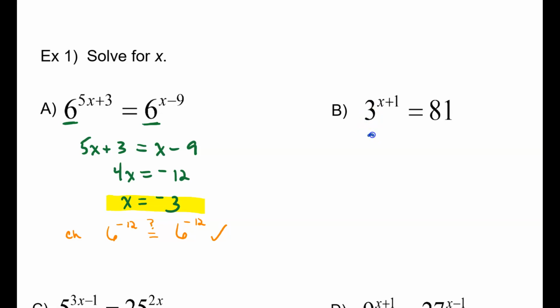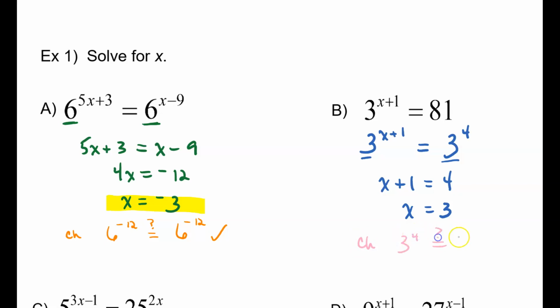So I'm just going to re-express it. On my left, I'll still have 3 to the x plus 1, but on the right, 81 can be re-expressed as 3 to the 4th. So again, my bases are now the same. They're both 3, so I can set the exponents equal to each other. x plus 1 is equal to 4, which means x is equal to 3. And if I do a quick check, I'll get 3 raised to the 4th power, and is that equal to 81? Yes. Okay, so we have our solution there.